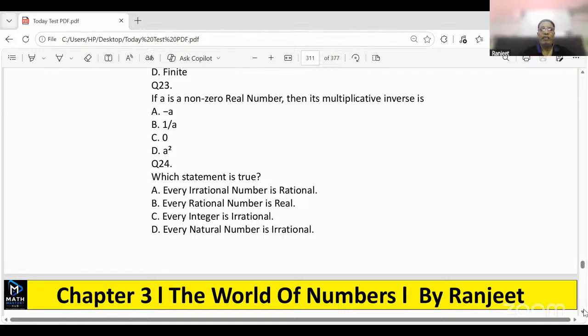Which statement is true? A. Every irrational number is a rational. B. Every rational number is a real. Every integer is a rational number and every rational number is real. Which option is right? B. Okay.